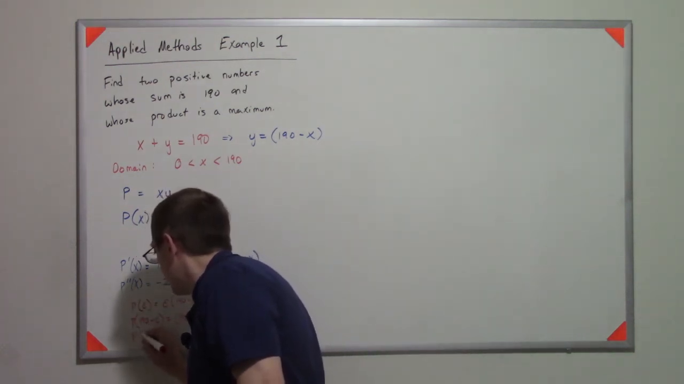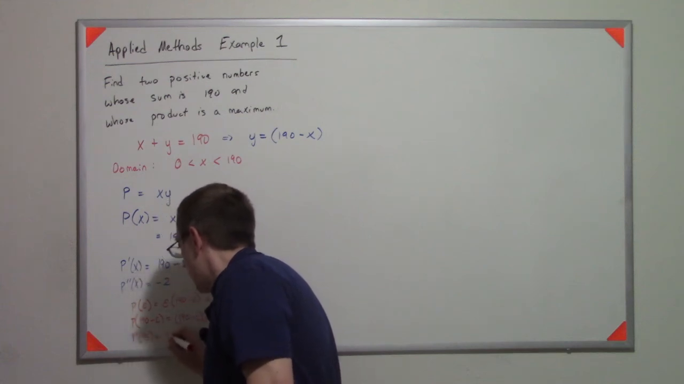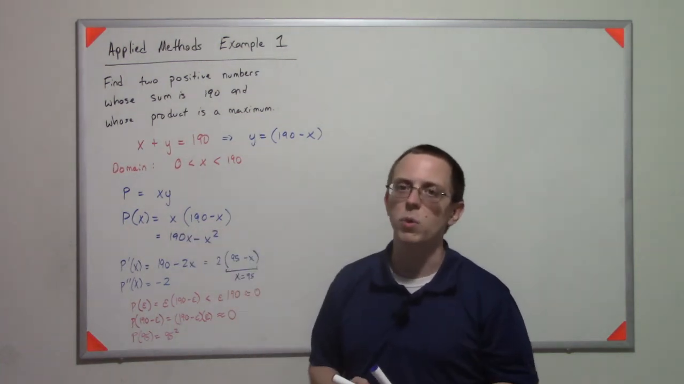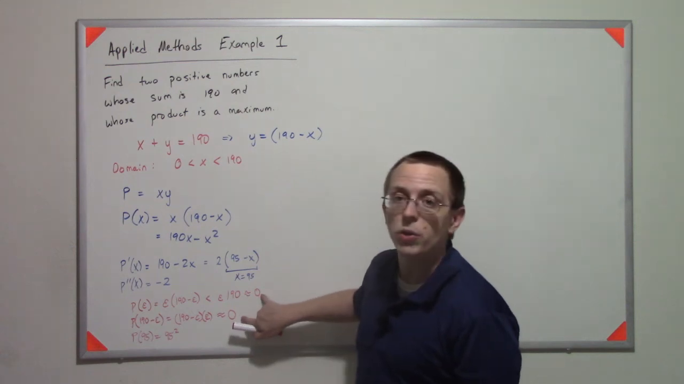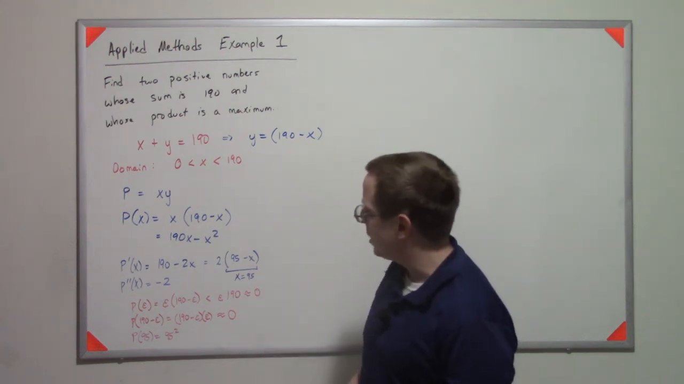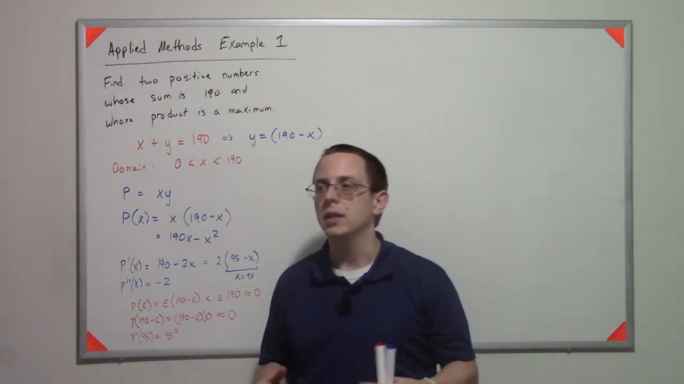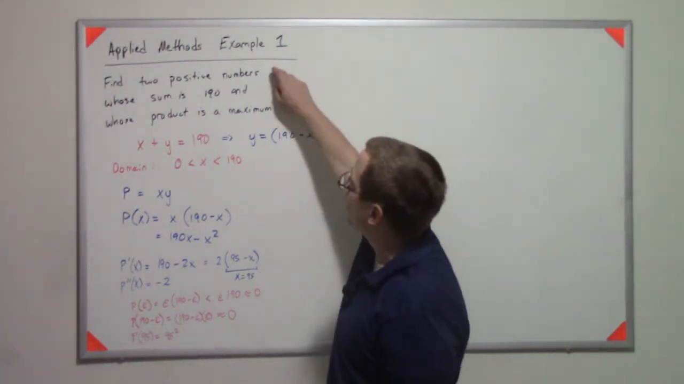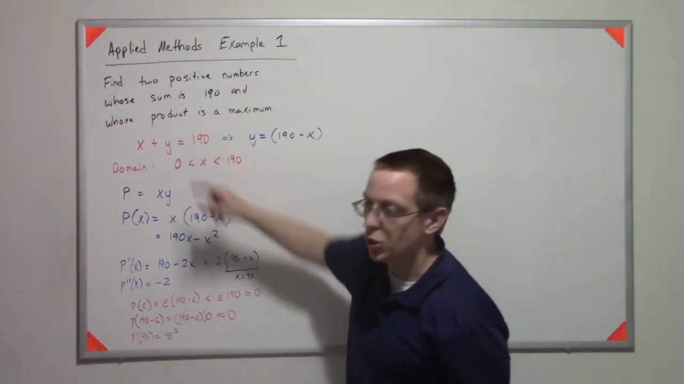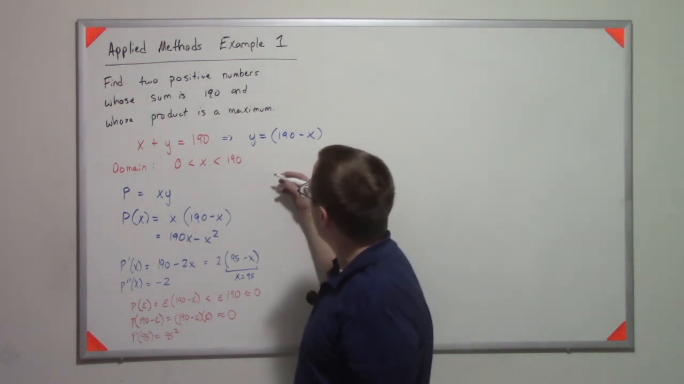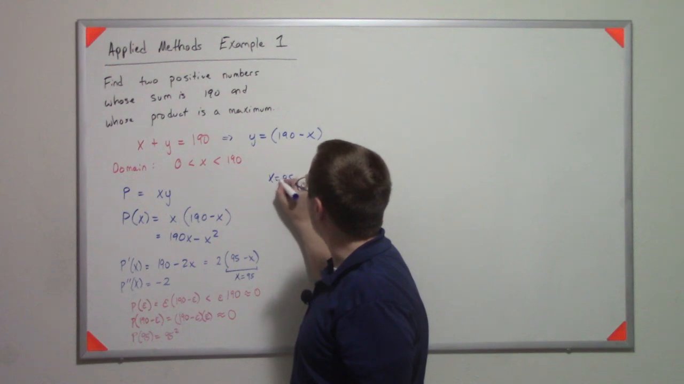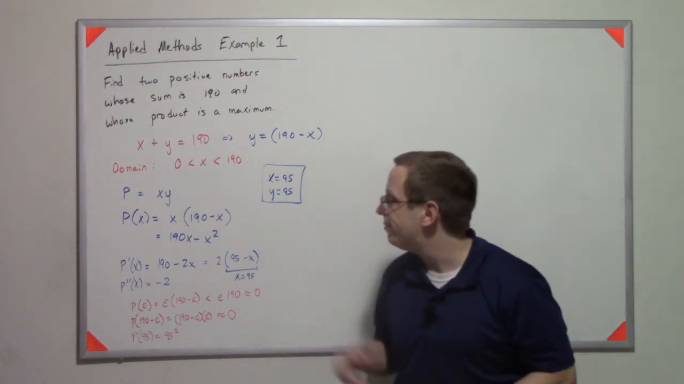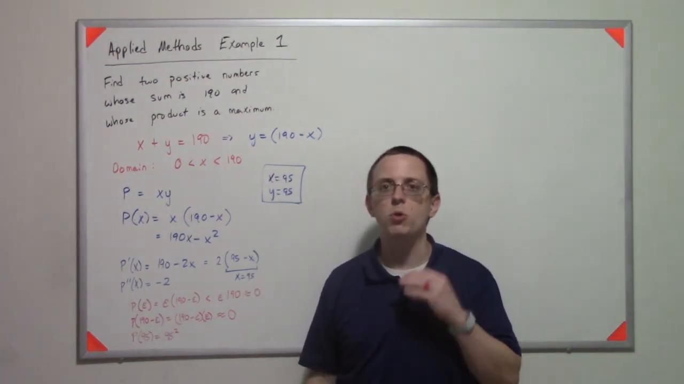Versus if I plug in 95, I get 95 times 95, which is 95 squared. I don't know what 95 squared is, but it's a lot better than both of those. So that tells me that if x is 95, that's a maximum. But the original problem asks for the two positive numbers, so we go back to this constraint, which gets us that x is 95 and y is 95. And that's just a straightforward example of how you apply these principles.